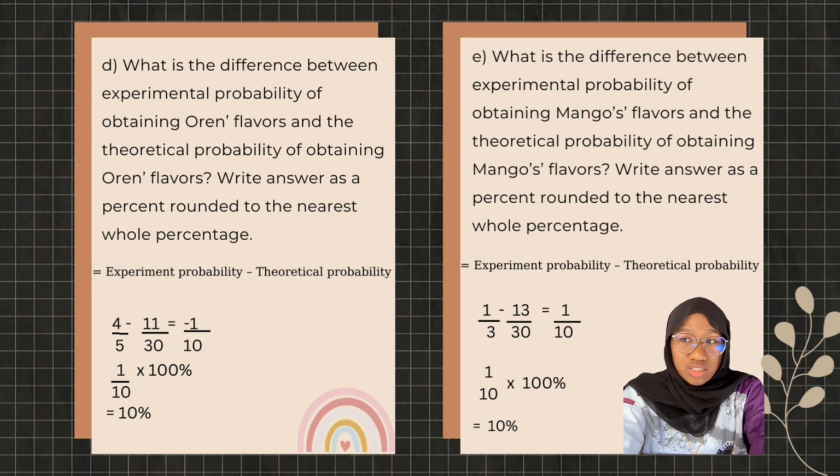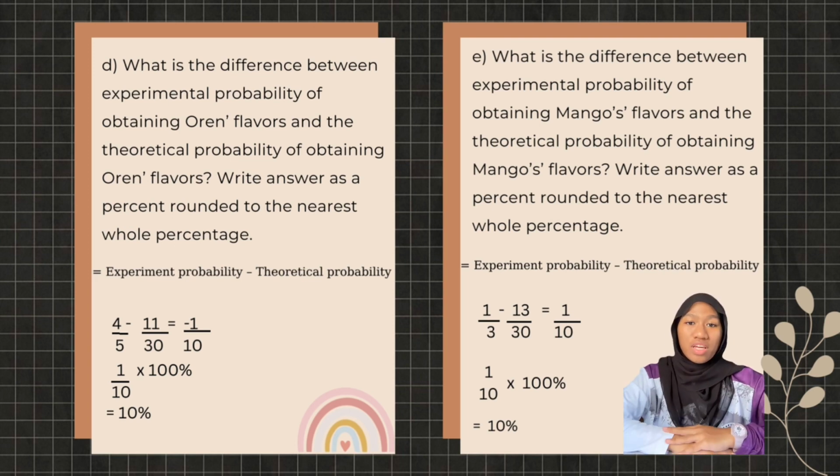We use the formula which is experimental probability minus theoretical probability, which is 4 over 15 minus 11 over 30, equal to minus 1 over 10. 1 over 10, we multiply with 100%, equal to 10%. Okay, now I will explain to you about question E.